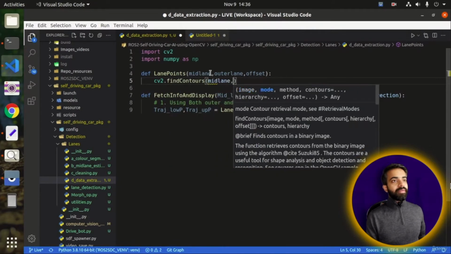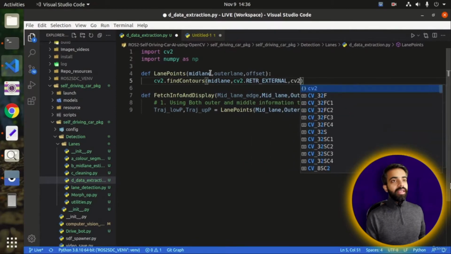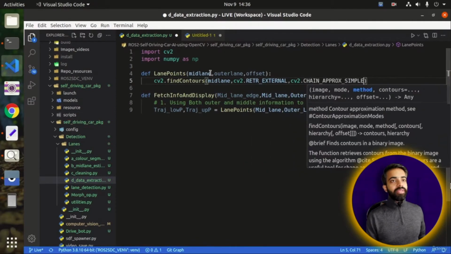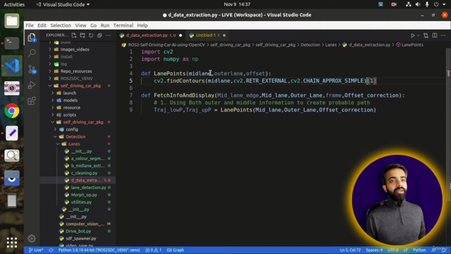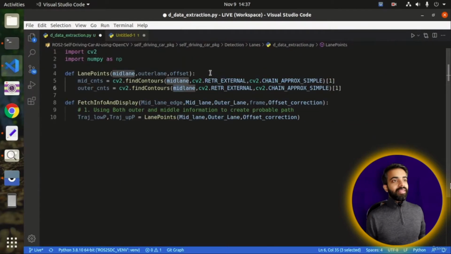Provided the mid lane, for the mode, we write retrieve external, so simply retrieve the external points. And then for the method, simply chain approximation, simple. Then we retrieve the first output of this particular function. These are the contours. What we get as an output is mid contours. The same process will be repeated for the outer contours by simply replacing the mid with the outer. Once we have the outer lane and the outer contours, then we can proceed on to the next step.